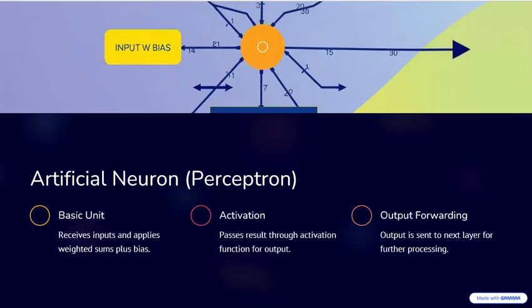What is an artificial neuron? It is also called a perceptron. An artificial neuron, also known as a perceptron or node, is basically the building block of a neural network. It mimics the behavior of a biological neuron by receiving inputs, processing them and producing an output. Components of an artificial neuron are basic unit, activation and output forwarding. Basic unit means it receives input and applies a weighted sum plus bias. Activation means it passes the result through an activation function for output. Output forwarding means the output is sent to the next layer for further processing.